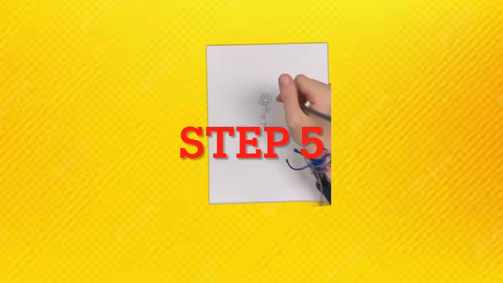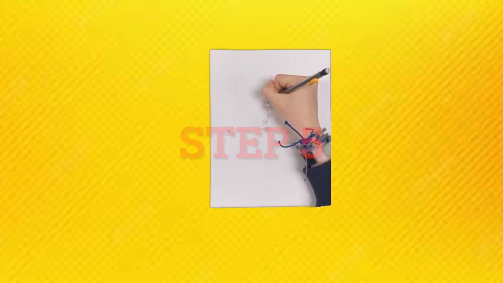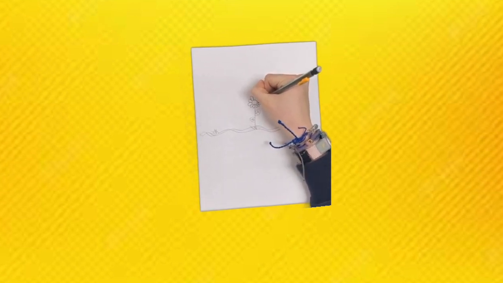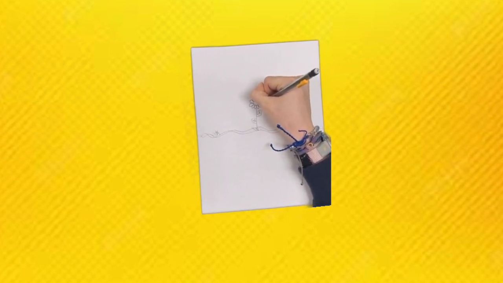Now to add more details to your petals, you're going to be drawing a straight line from the center of your flower to the end of the petal, but not totally connecting it.